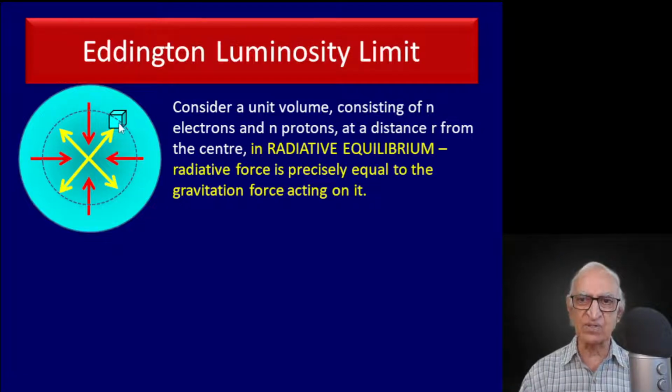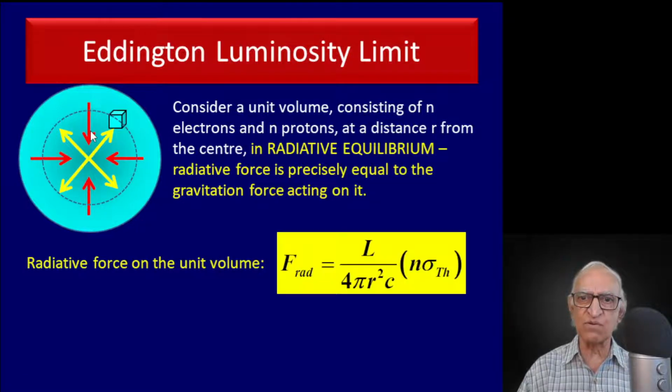Let us consider a unit volume that I show here inside the star. And let us assume that this unit volume is in radiative equilibrium. In other words, the pressure due to radiation acting on that unit volume is precisely equal to the gravitational force per unit area due to the mass interior to this unit volume. Now, the radiative force on the unit volume is given by this simple expression over there.